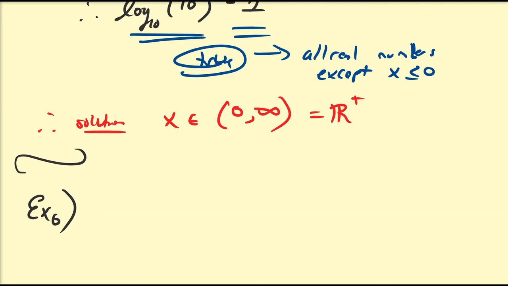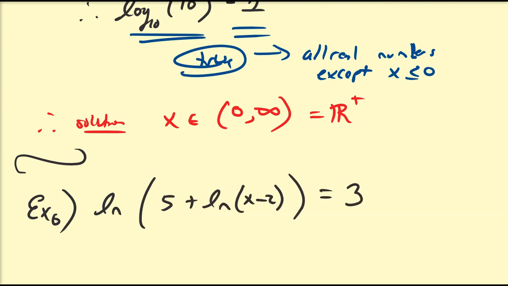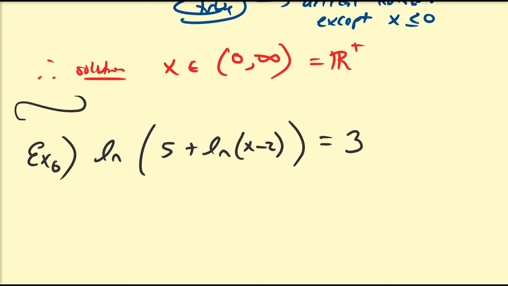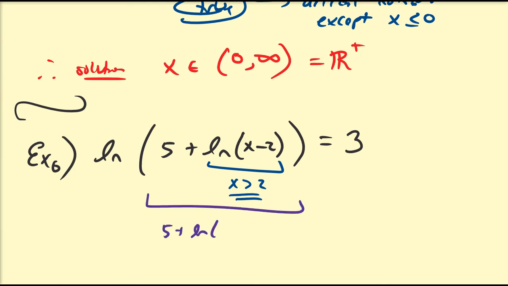So let's solve the equation, the natural log of 5 plus the natural log of x minus 2 is equal to 3. All right, so now we have some nested logarithms, so this is a little exciting. So for the restrictions on this first value, x must be greater than 2. And for this interior logarithm, we have that 5 plus the natural log of x minus 2 must be greater than 0, right?